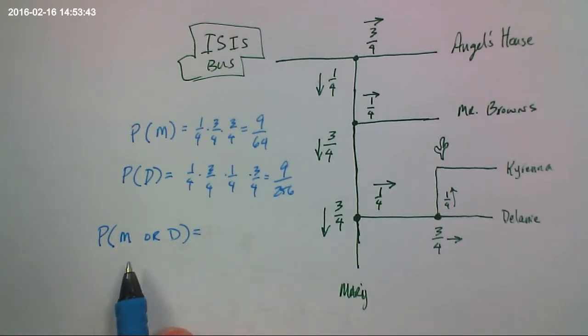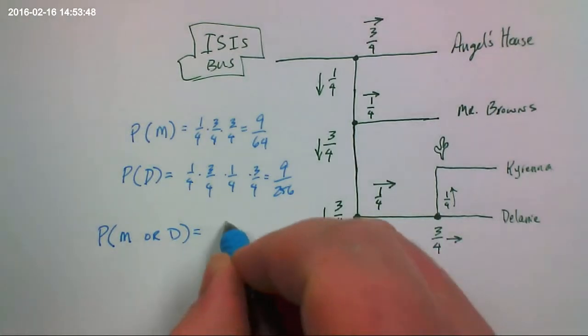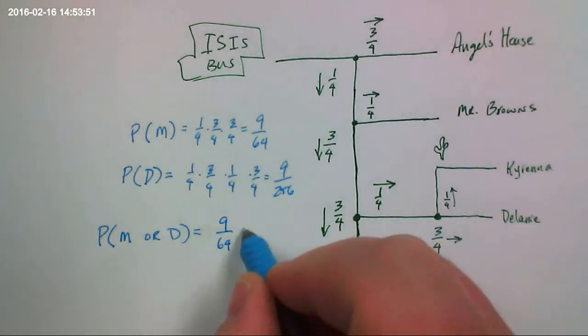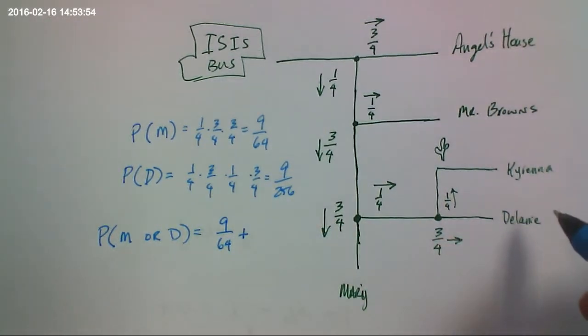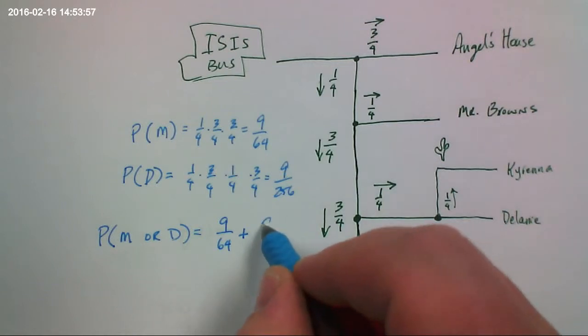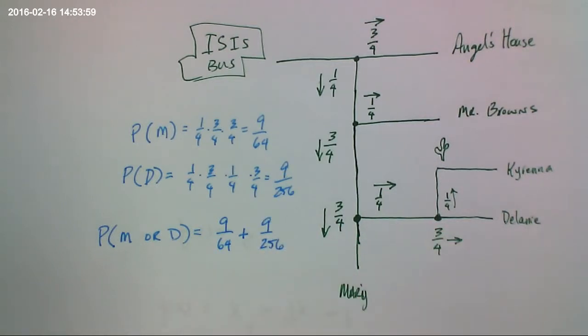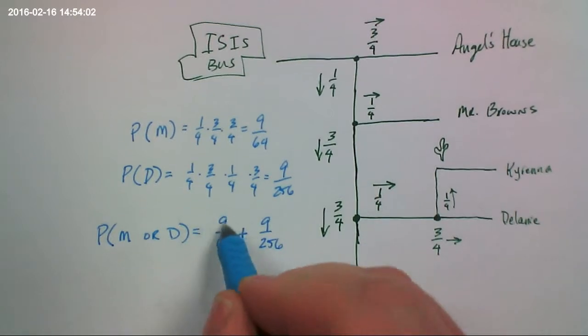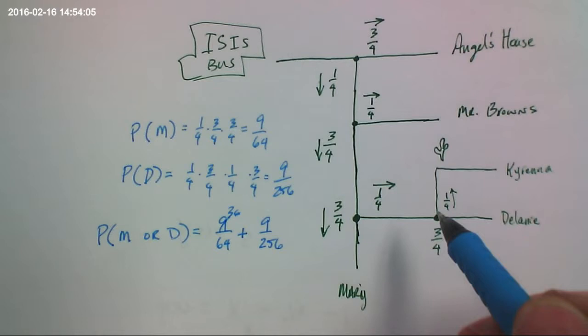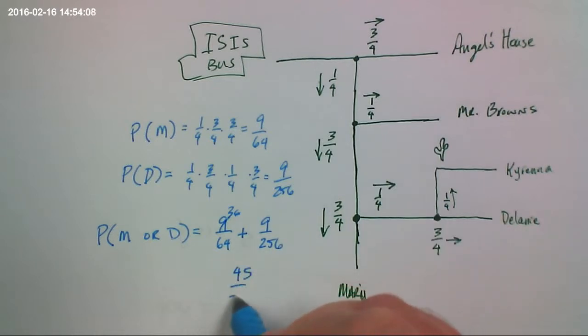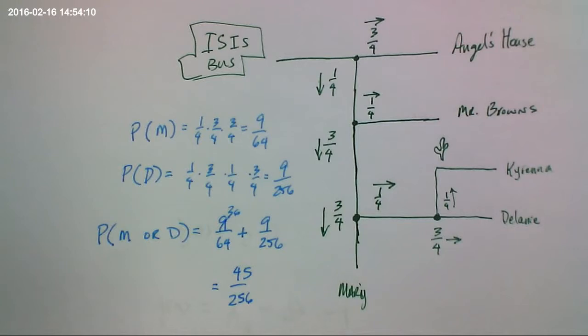What? All right. So what's the probability that Maricela gets it? 9 out of 64, right? Yes. And or means either one works. So you're going to add those two probabilities. And that Delaney gets it? 9 out of 256. Are we good? Yes. So this is going to be 36 out of 256, right? So 45 out of 256. Are you guys in agreement or disagreement? Yeah. Kayla, are you sad that your house isn't on this block? You are? Yeah. Okay.